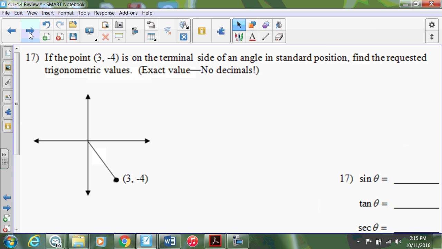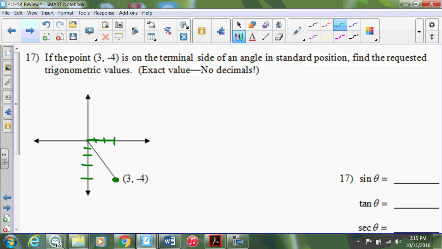All right, if the point (3, -4) is on the terminal side of an angle in standard position, find the requested trig values. Okay, so let's look at this. Some people were drawing the triangle in class wrong, so let's talk about this. When you think about this point 3 comma negative 4, if you graph this, you'd start at the origin, go over 3, and then to get to the point, you'd go down 1, 2, 3, 4.